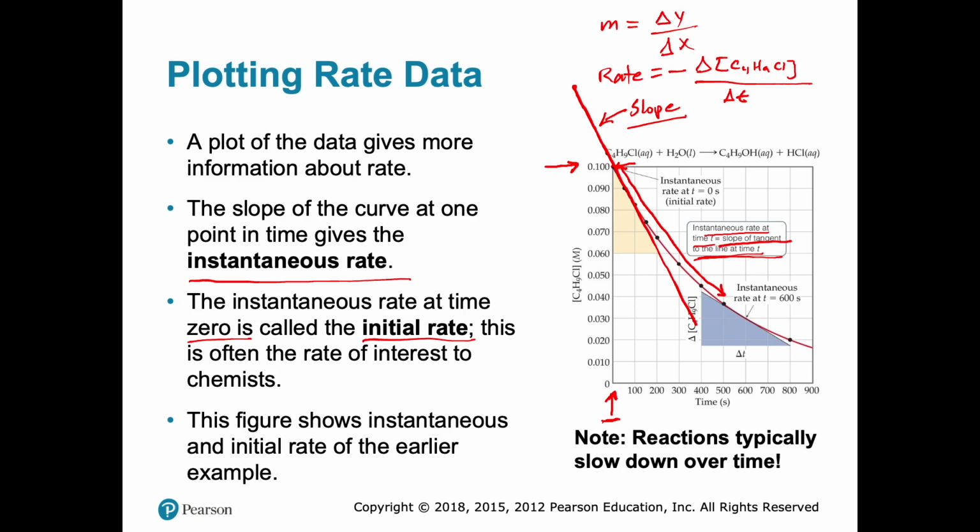I want you to also notice here that this term is negative. It's definitely negative, and the reason it's negative is because we're losing reactants over time. If you were talking about the products being made, like the butanol or the HCl, then it would be positive. But we're looking for the instantaneous rate of the reaction as the chlorobutane is being lost, being converted over to something else, okay?